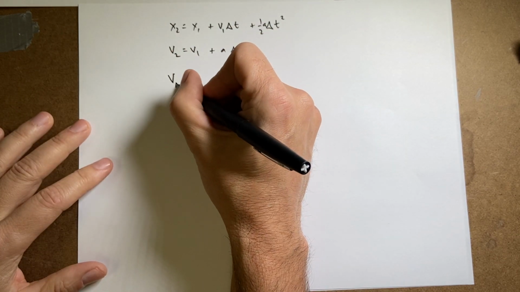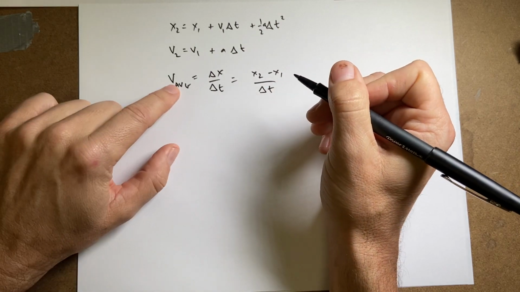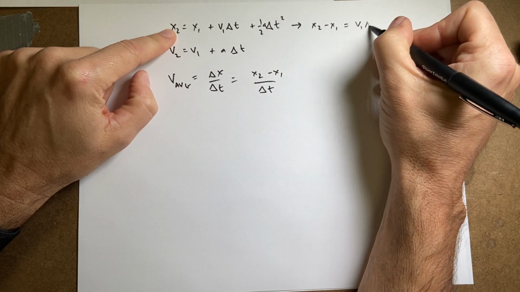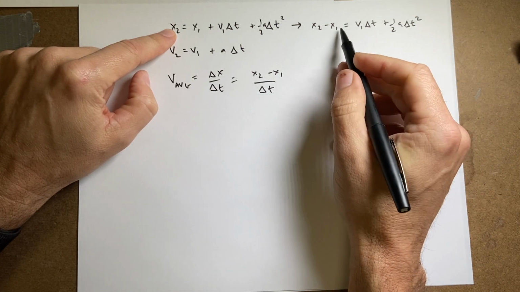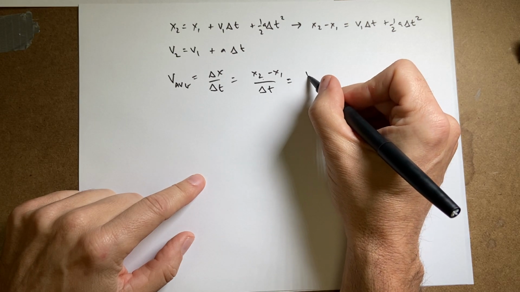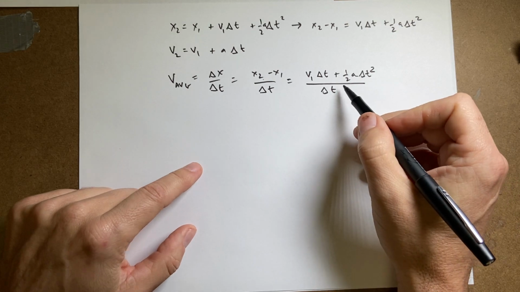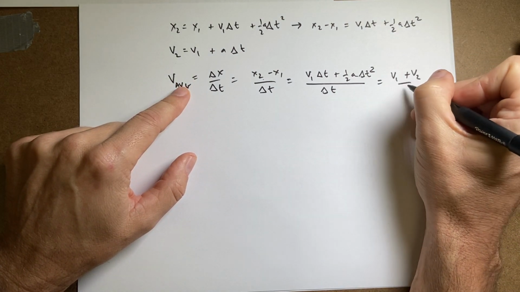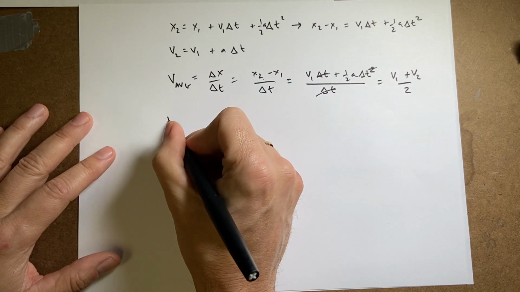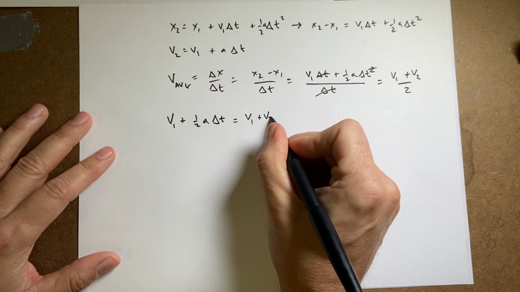Well, let's say this. V average is delta x over delta t, which is x2 minus x1 over delta t. So that's my average velocity. This is going to be x2 minus x1 equals v1 delta t plus 1/2 a delta t squared. All I do is subtract x1 from both sides. So here I can put in for x2 minus x1, and that's going to be equal to v1 delta t plus 1/2 a delta t squared, all of that over delta t. And that's my average velocity, which is equal to v1 plus v2 over 2. So here you can see I can cancel the delta t, and now I have v1 plus 1/2 a delta t equals v1 plus v2 over 2.